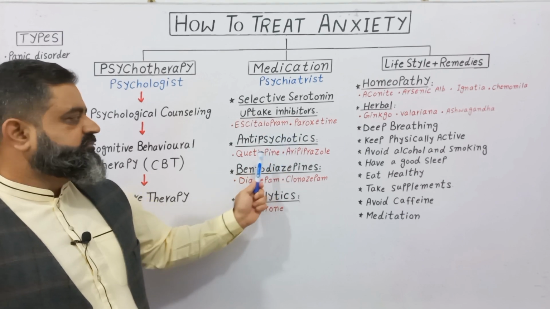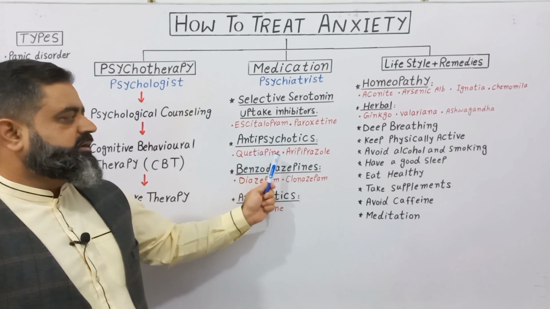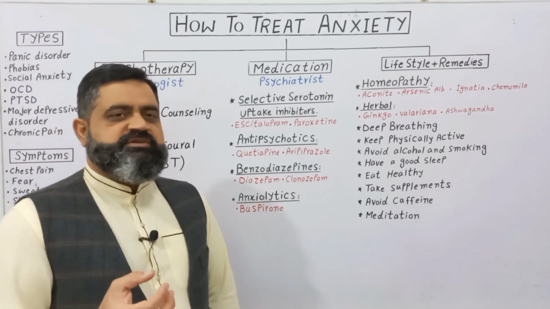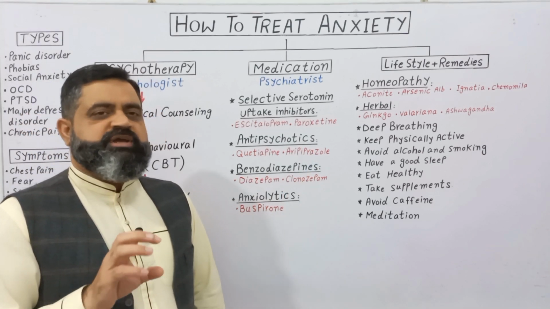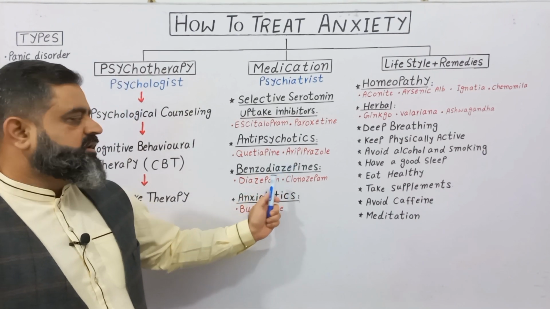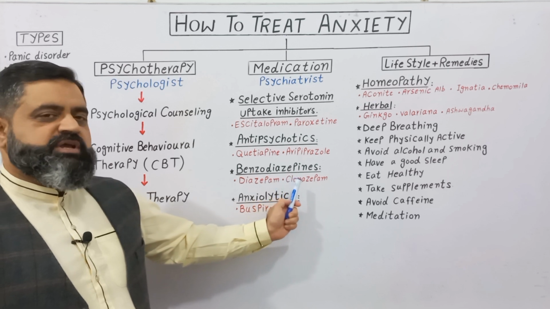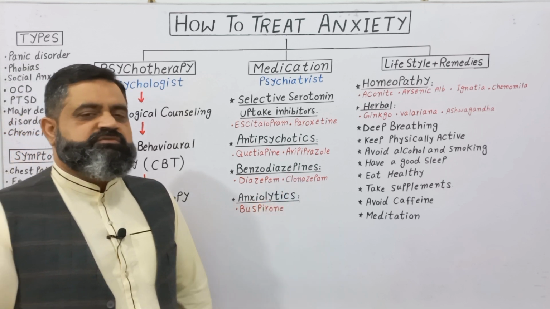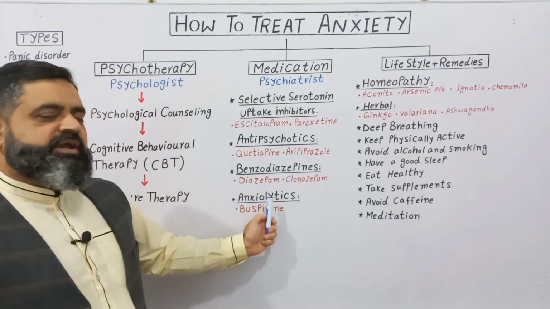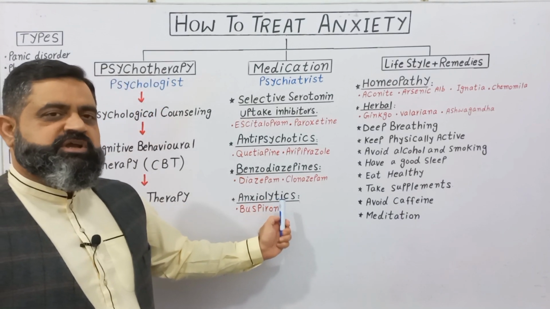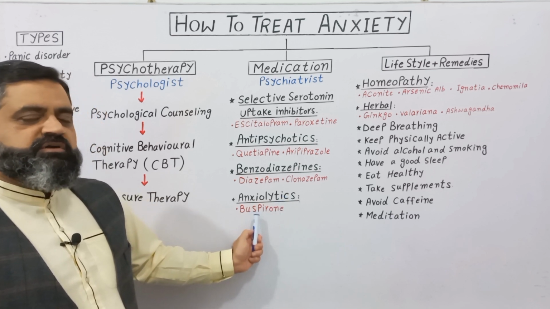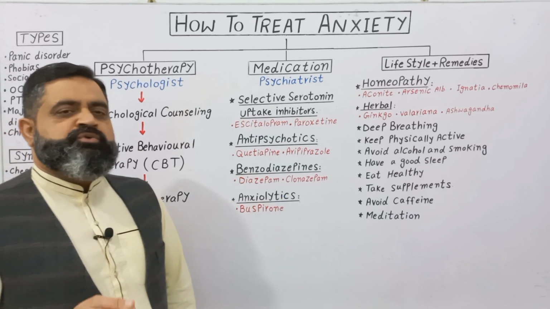Antipsychotic drugs, which include quetiapine and aripiprazole, are groups of medicines which help you to control your excessive thoughts. Benzodiazepines, which include diazepam and clonazepam, are the salts which can be used to calm your nerves. Anxiolytic medications help to control your anxiety. Buspirone is the salt which can be used to treat anxiety.